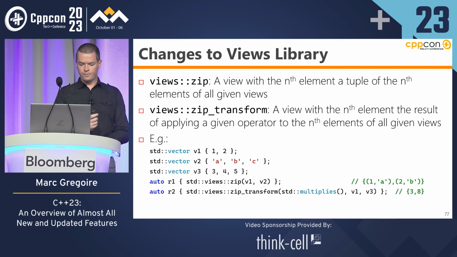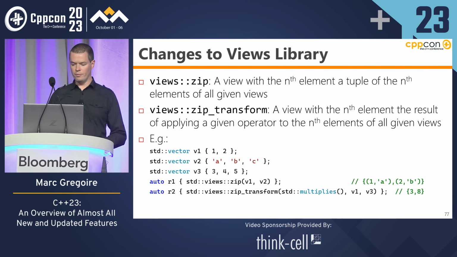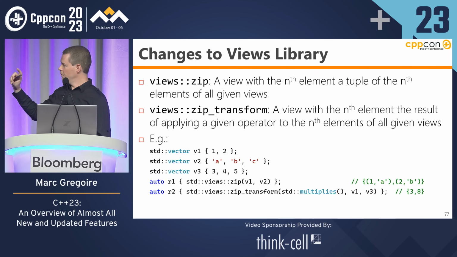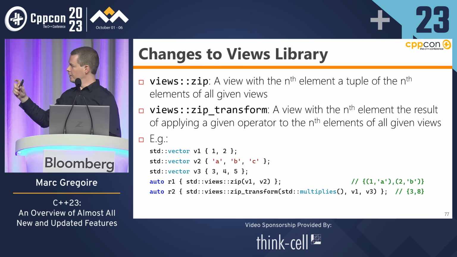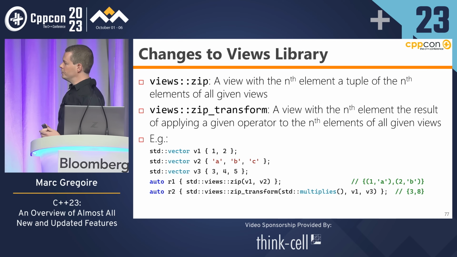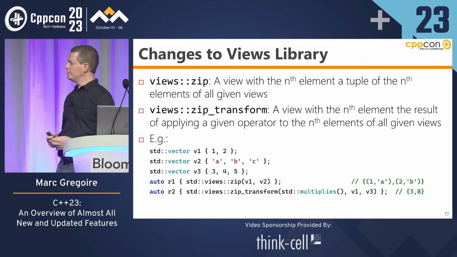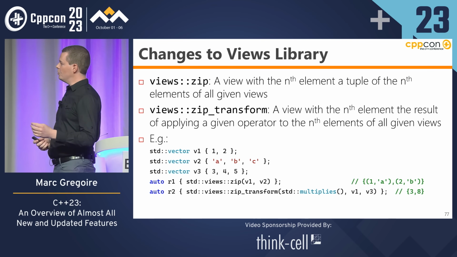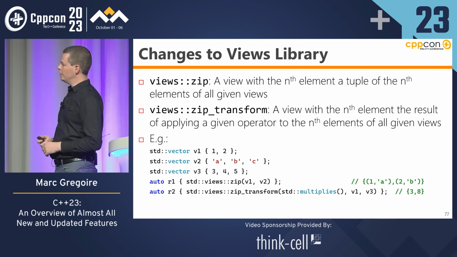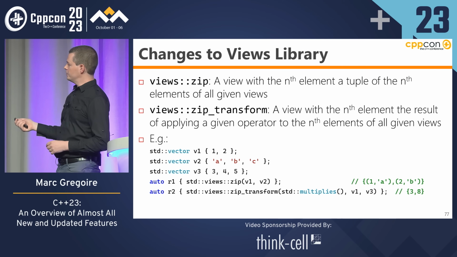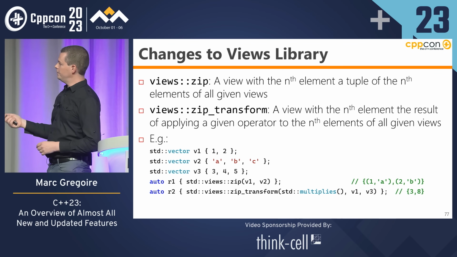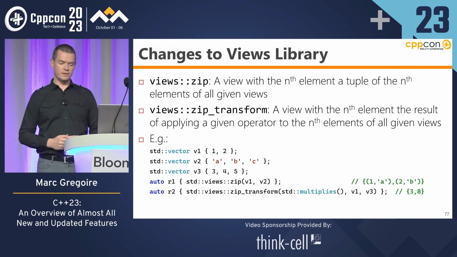With zip transform, I can pass an extra operator that is applied to corresponding elements. So here I'm doing zip transform on v1, v3 with multiplies as the operator. So it takes the first element of v1 and multiplies it with the first element of v3, resulting in 3. And then it takes the second element, and the result of this is 8.